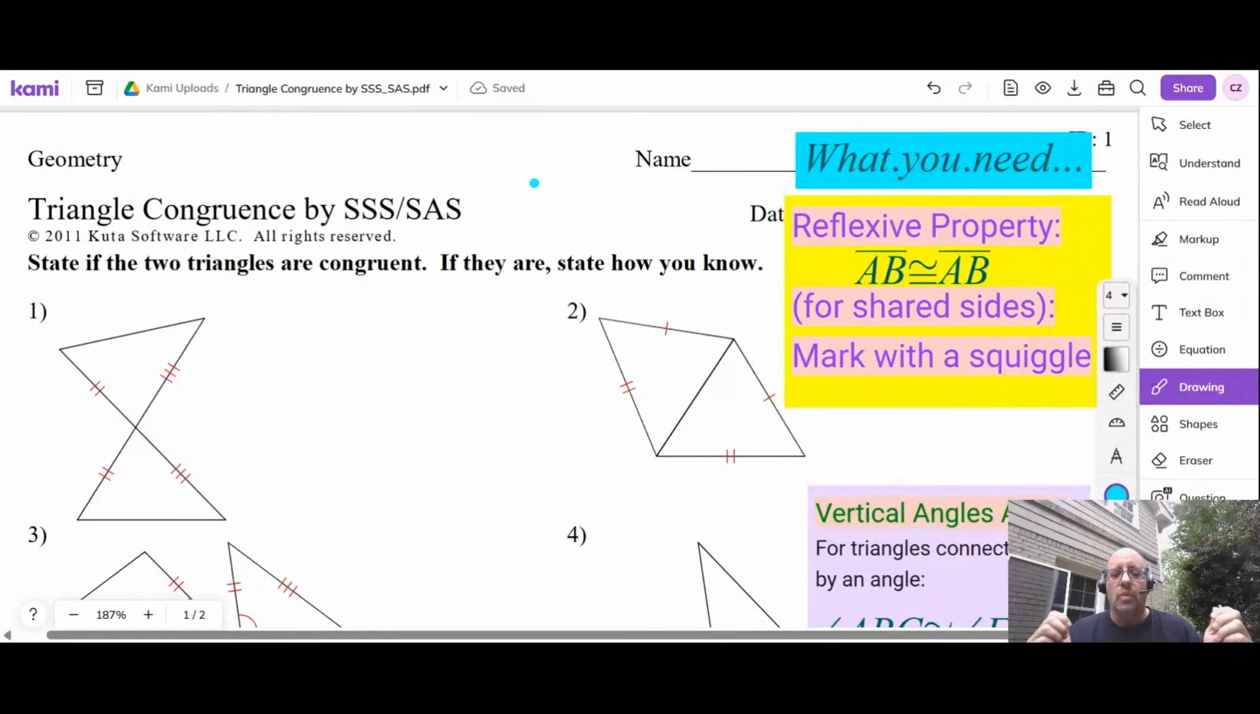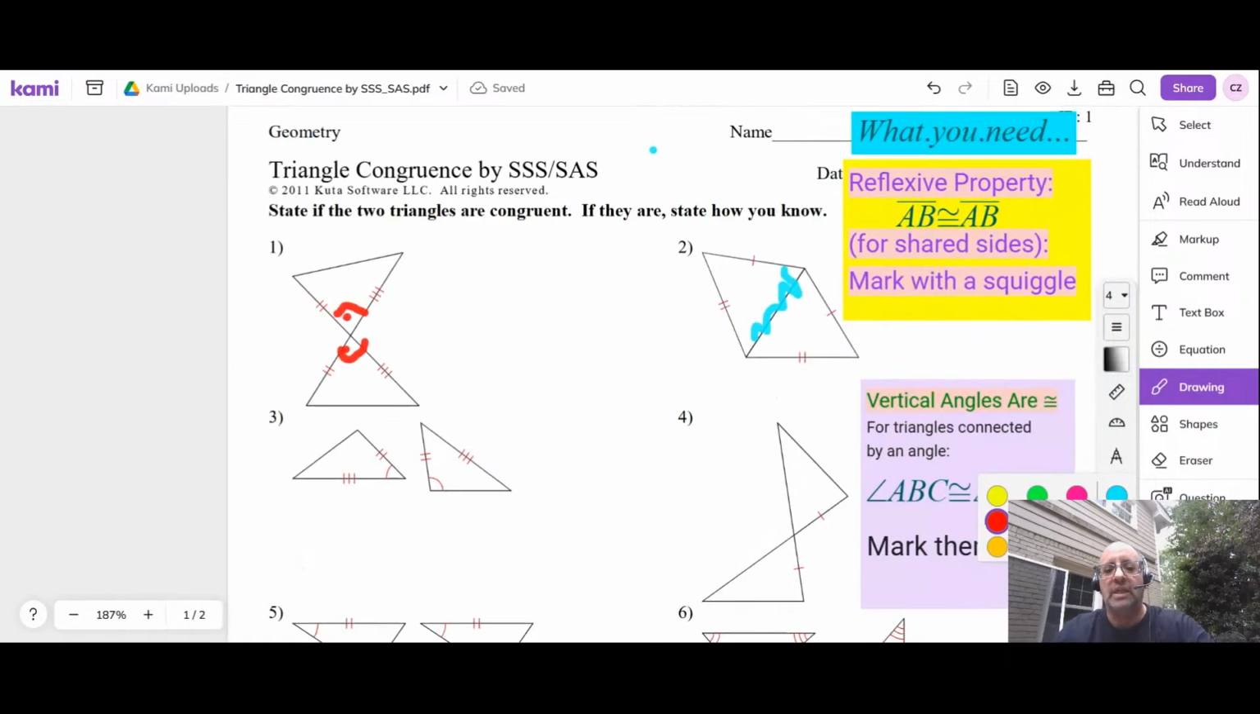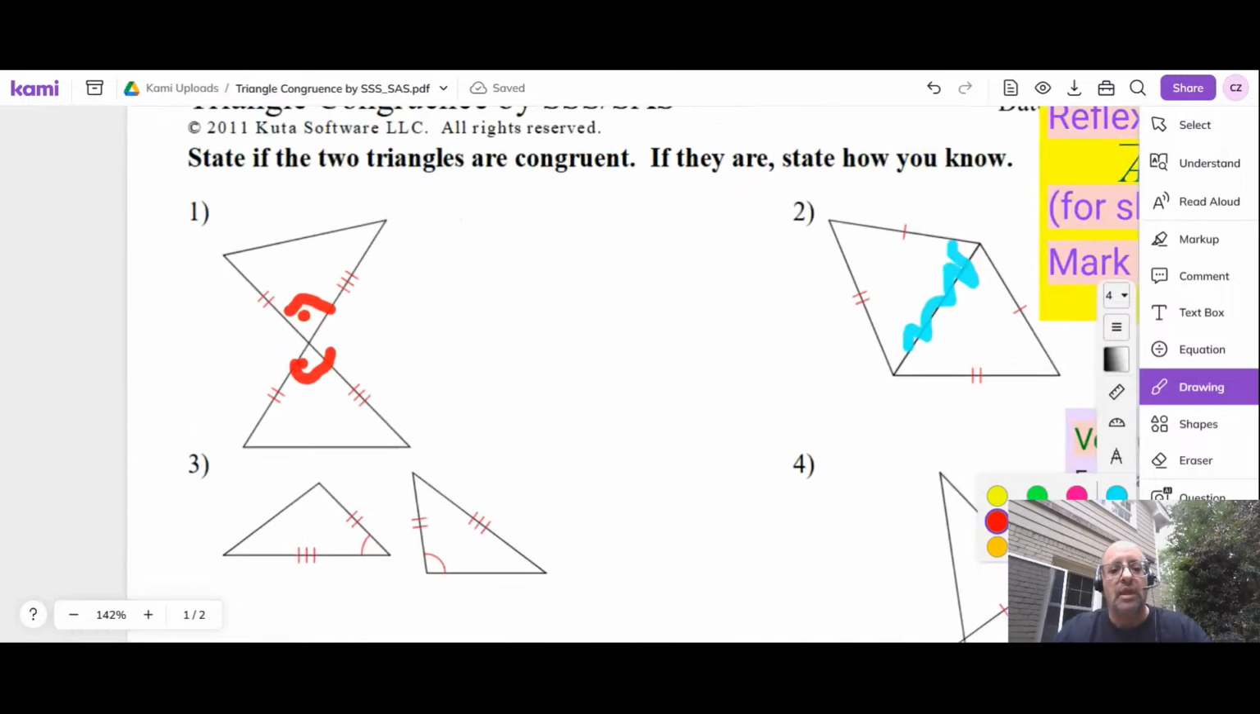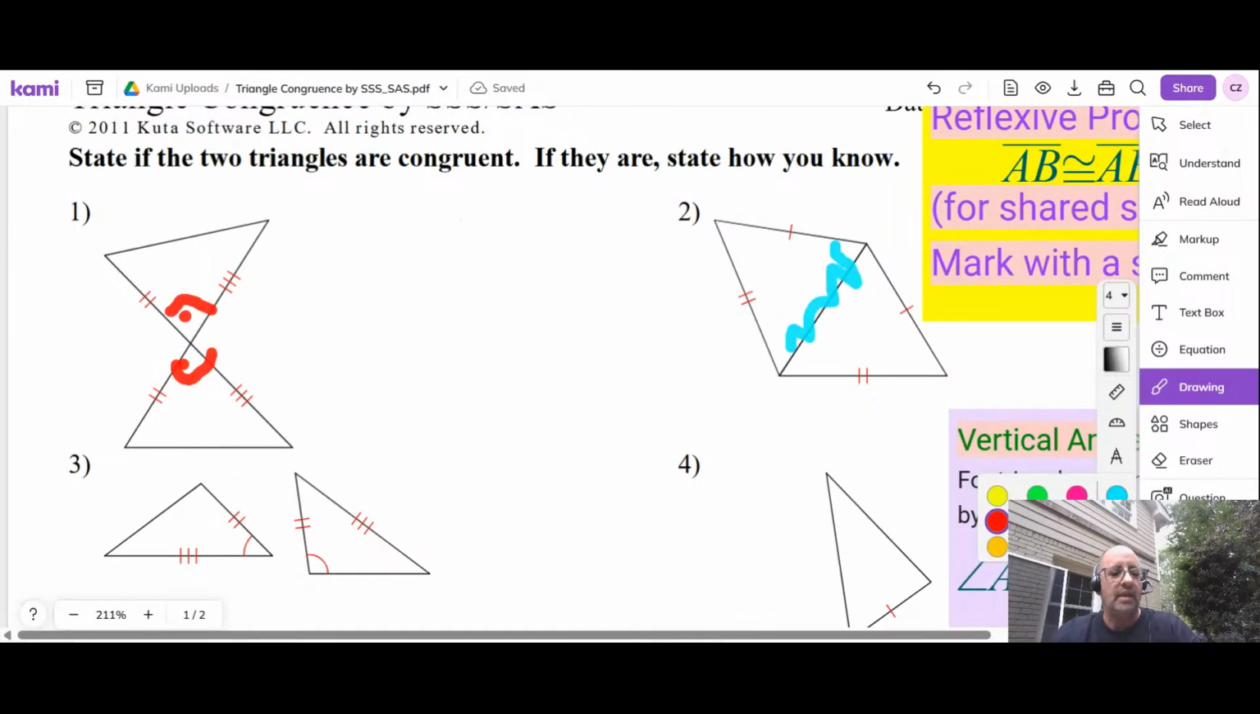So, when you want to prove triangles congruent, you must use the reflexive property for adjoining sides, like right here, and you must use vertical angles being congruent, like right there, so that you can have enough information. So you have to see what isn't marked and mark it. So we are just looking at side, side, side, and side angle side today.